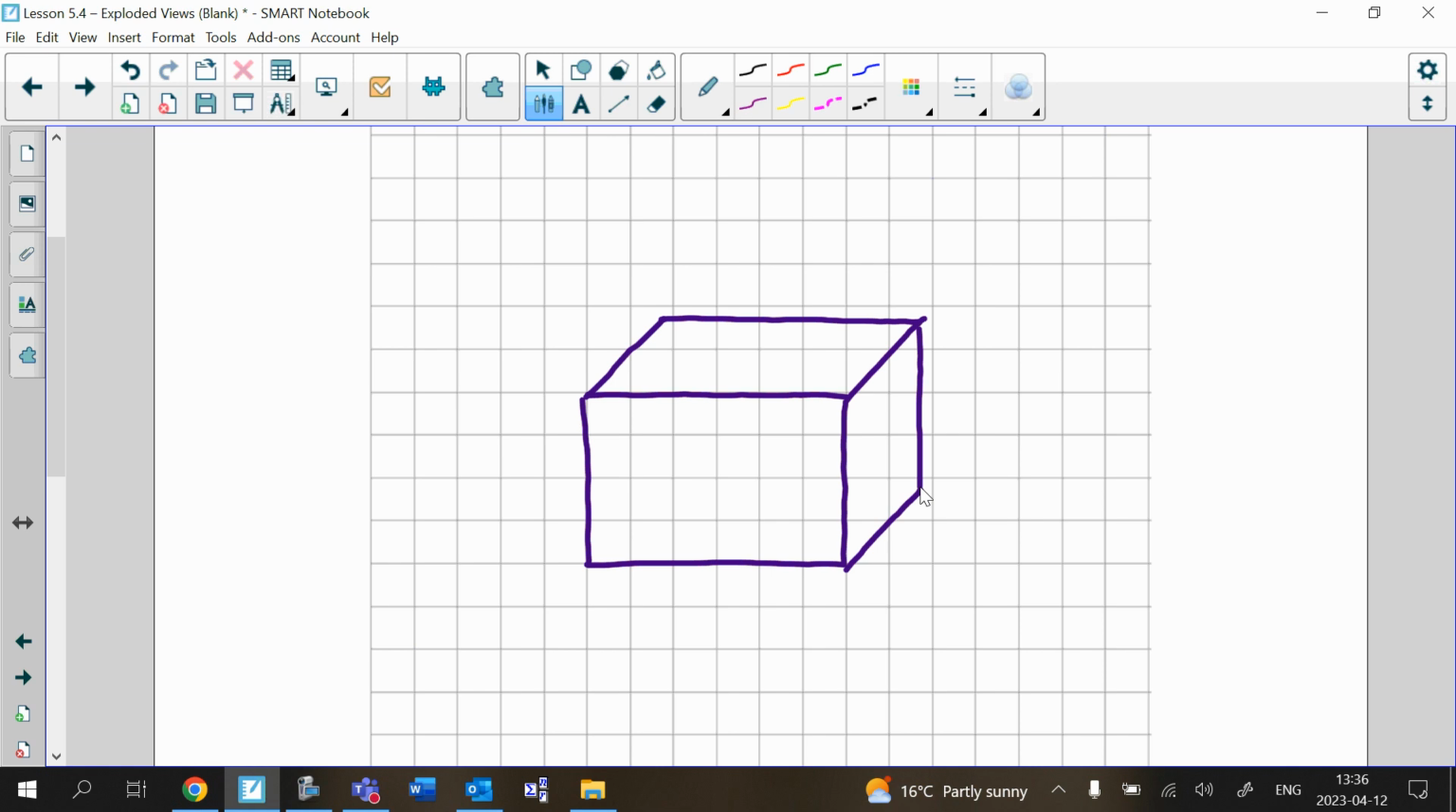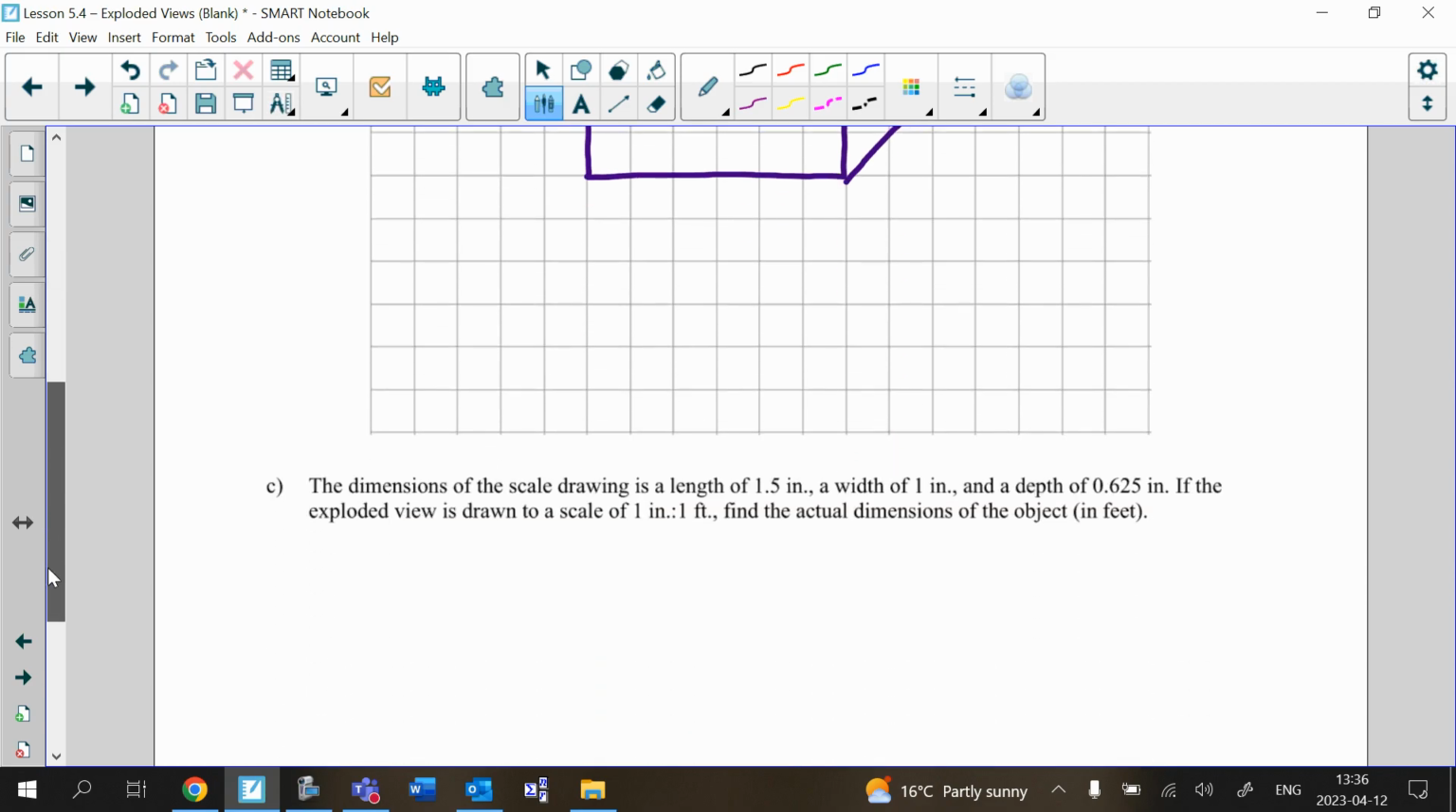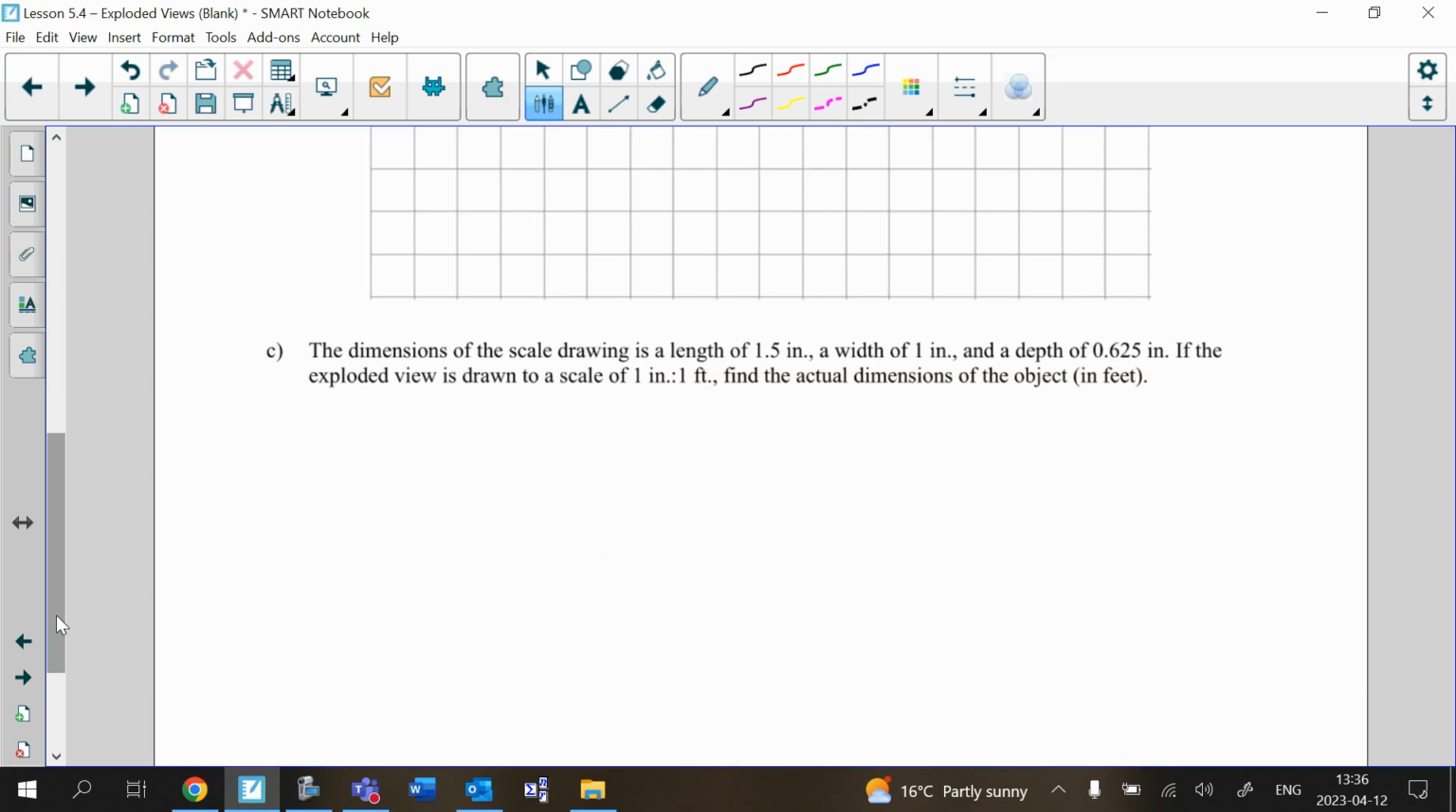And just a question on scale with that. So the dimensions of the scale drawing, if we were to measure them, the length is 1.5 inches, the width is 1 inch, and the depth is 0.625 inches. If the exploded view is drawn to a scale of 1 inch equals 1 foot in reality, what are the actual dimensions of the object? Don't overthink this question. This is not terribly difficult.